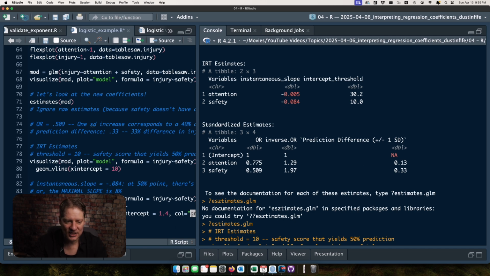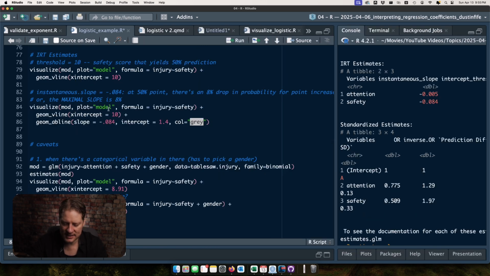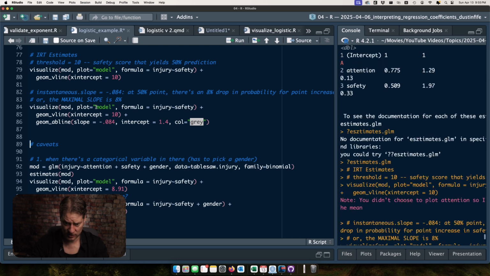To see that illustrated, I'm going to plot the same thing I did before with the intercept, but now I'm going to overlay a slope of negative 0.084, because that's what we computed here. And this intercept is totally arbitrary. I was just trying to find a point at which it would snuggle up next to that logistic curve.